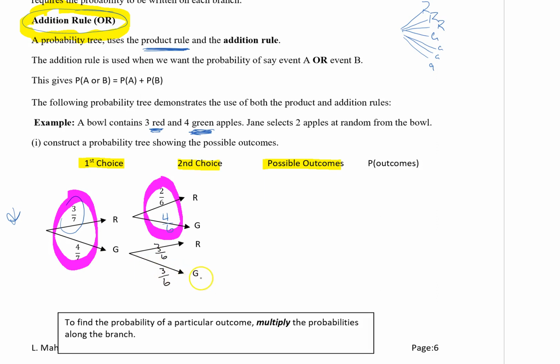Is it possible to get a green? Of course it is. There were originally 4. 1 is gone. There are still 3 left. Now you would probably choose to write that 3 on 6 is a half. And of course, again, you can see that your probabilities here add to give 1.